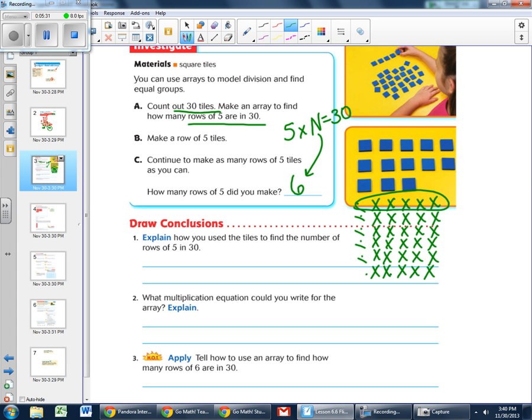Drawing conclusions: explain how you used the tiles to find the number of rows of 5 in 30. It depends on how you did it. If you placed the 30 tiles in rows of 5 and then counted the rows you made, which is what I did, I made rows of 5 until I got to 30.